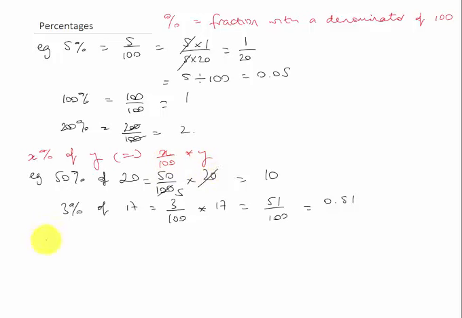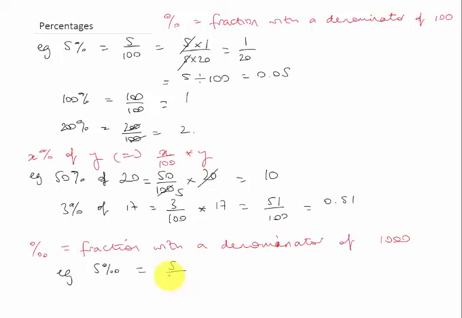Now the last thing I want to say is something about this symbol here, which is seen occasionally. So this is like a percentage symbol, but there's an extra blob here on the bottom, and that means a fraction with a denominator of 1000, not 100, 1000. So for example, 5 thousandths, you could change that into a fraction like that, and then you can just deal with it in the same way as those percentages I was just describing to you.